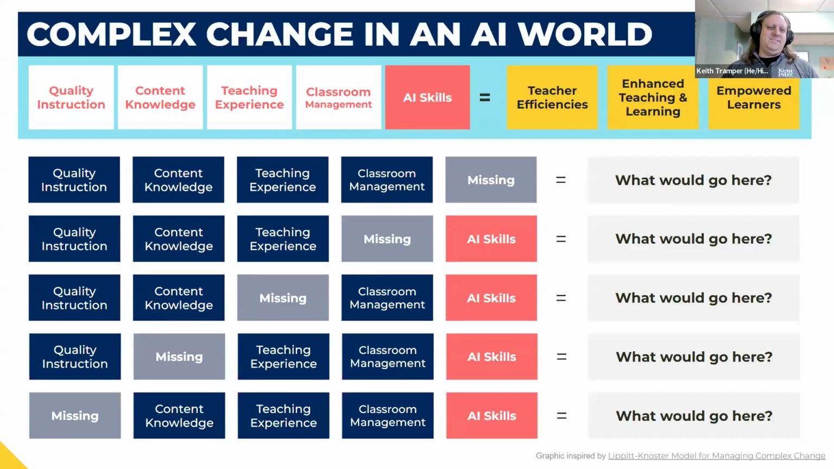But when one of those pieces is missing, like you see here towards the bottom, it kind of presents a challenge, right? So if we had quality instruction, good content knowledge, teaching experience, but we were missing classroom management, we might not see the actual benefit of those AI skills. Essentially, what this is showing is that if we don't have good practices in place, and then we add AI skills to it, it makes bad practices more bad, if you will, right? But if you've got good practices in place and you add AI skills to it, then typically we get all those bonuses.